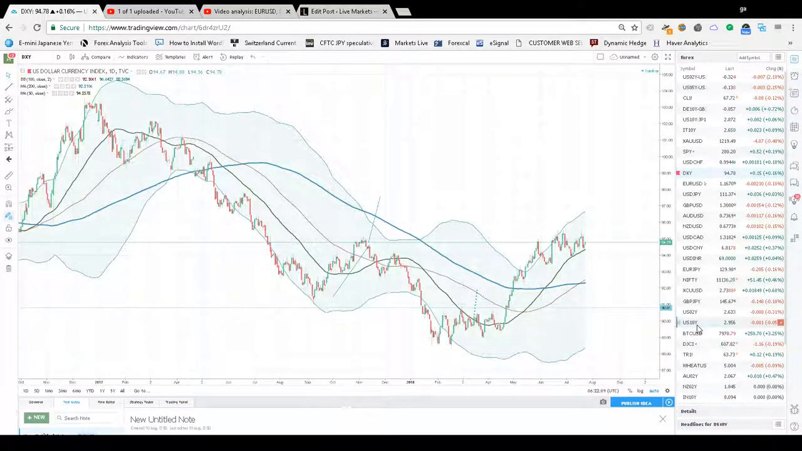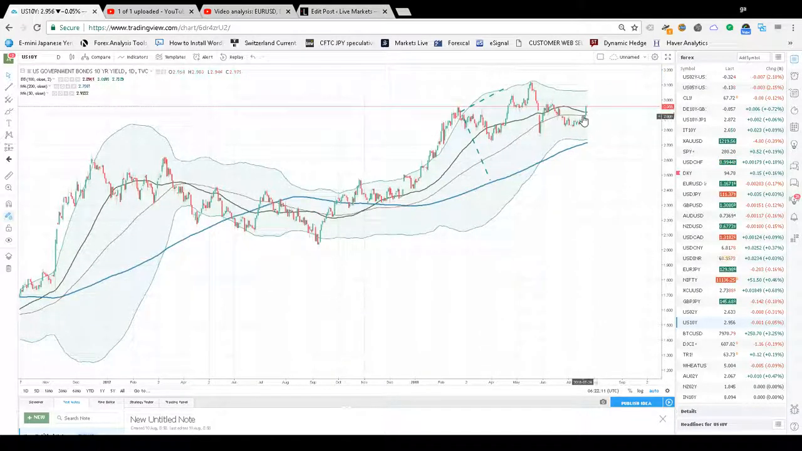Now again, we've seen the yield break out yesterday. Look at this, taking over these resistances, and it's starting to move higher. The big level, and there's no resistance now, it should just go higher. It could move really fast, and that could be the precursor for the dollar to move to 95.5 as well.